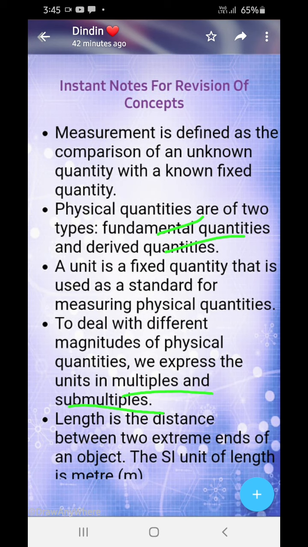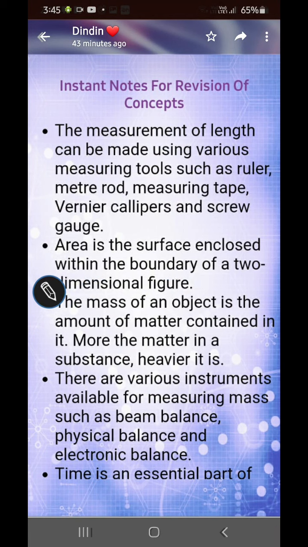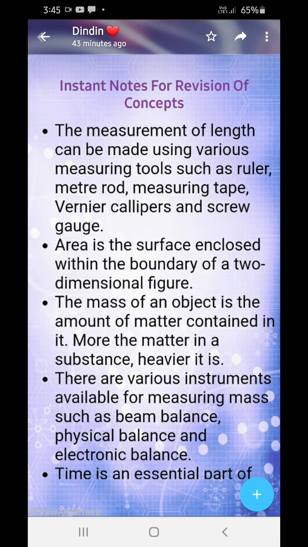Length is the distance between two extreme ends of an object. The unit of length is meter. Measurement of length can be made by using various measuring tools such as ruler, meter rod, meter tape, vernier caliper, and screw gauge. The uses of these two instruments you will learn in class 9.